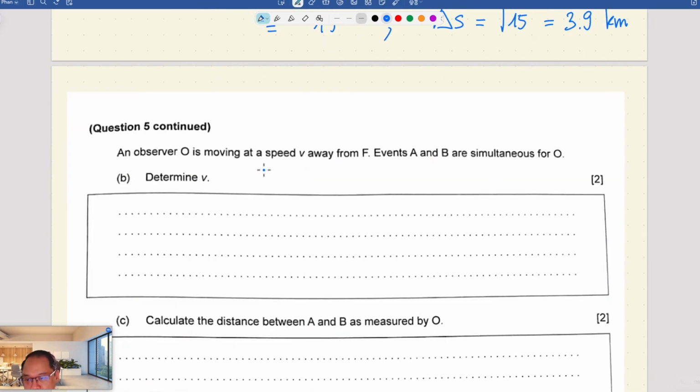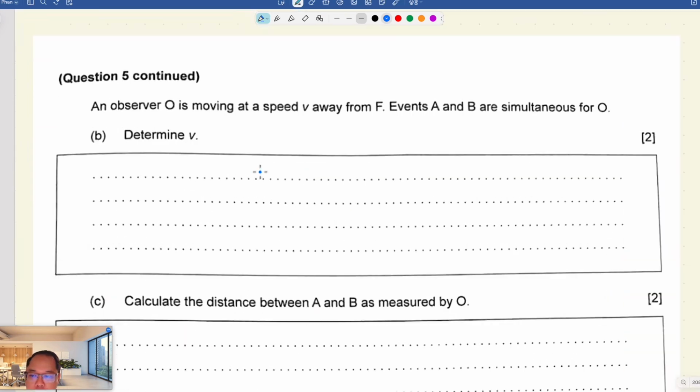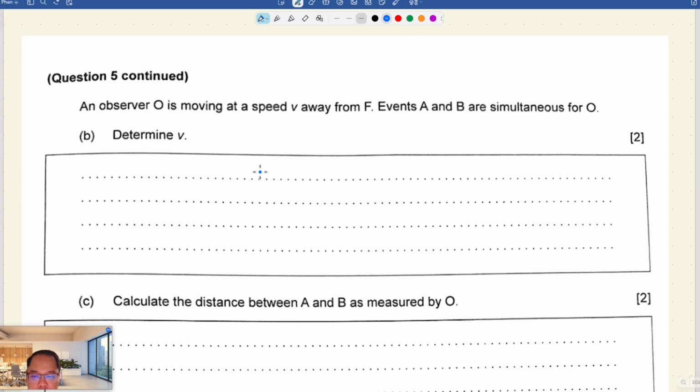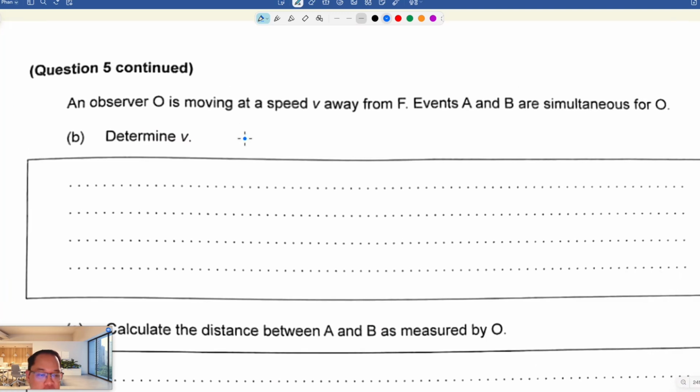Now let's move on. Question B. An observer O is moving at speed v away from F. Events A and B are simultaneous for O. Determine v. Okay. The two events in this new reference frame are simultaneous, which means the difference in time between those two events, delta t prime, must be 0.